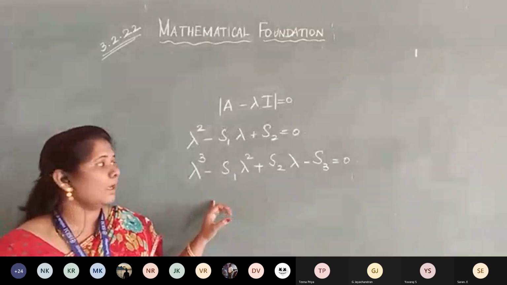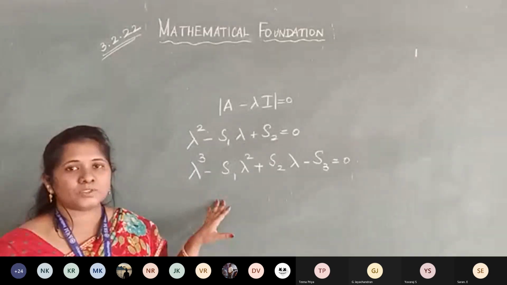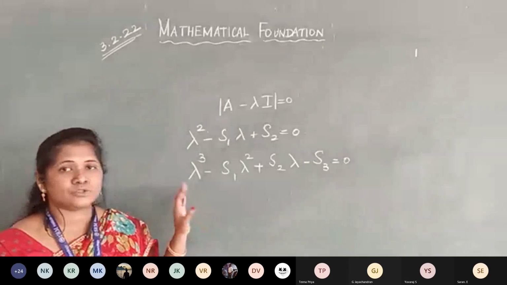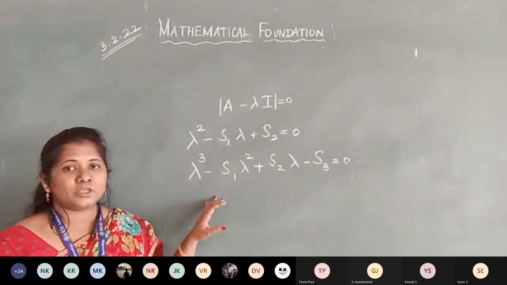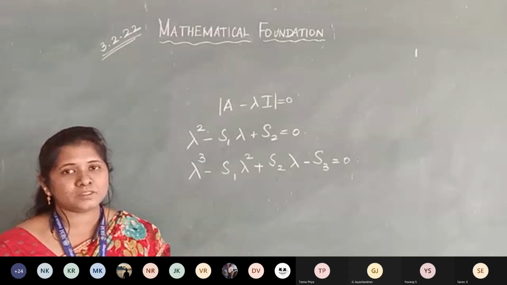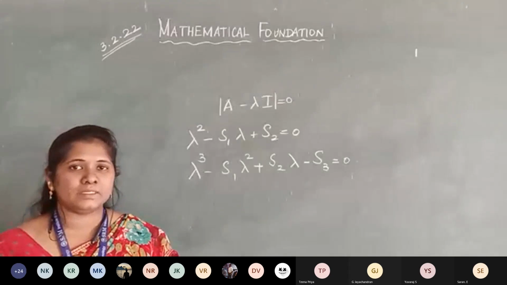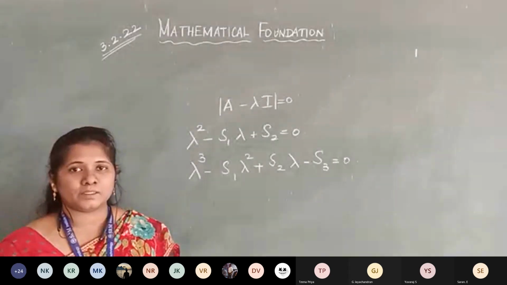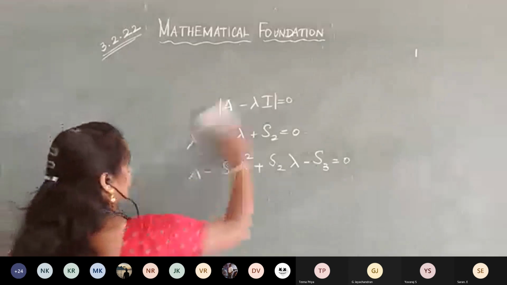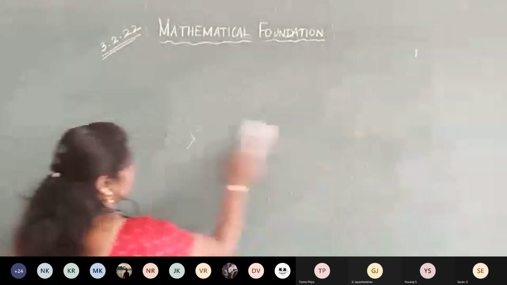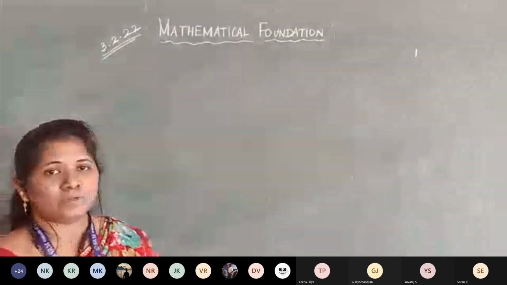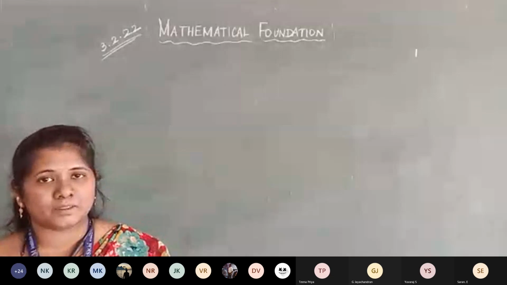out anything. After finding the characteristic equation, only then will you substitute A instead of lambda and check whether it is satisfying. If it is a square matrix, definitely it will satisfy. That will be your Cayley-Hamilton theorem. Okay, it is satisfying the Cayley-Hamilton theorem. So till this we have finished, and we have done a lot of problems in the Cayley-Hamilton theorem.